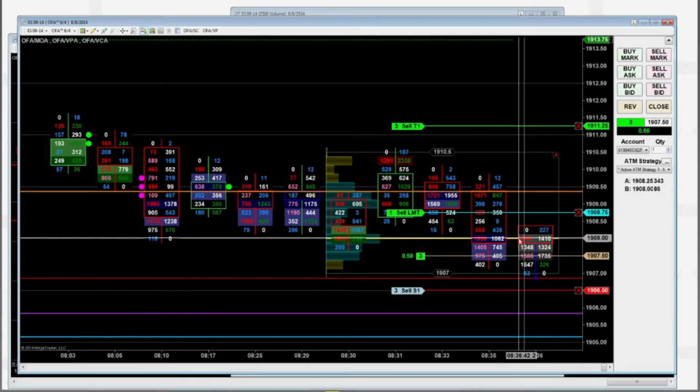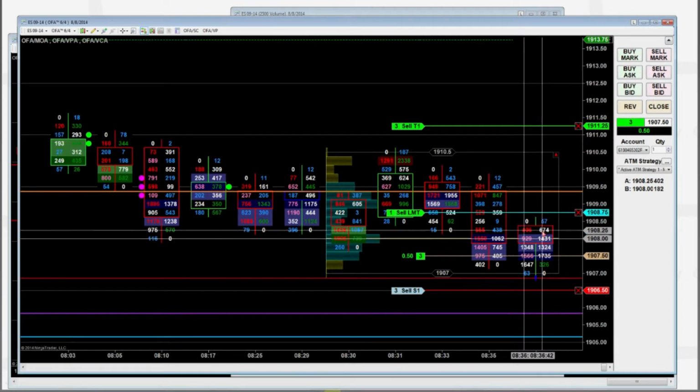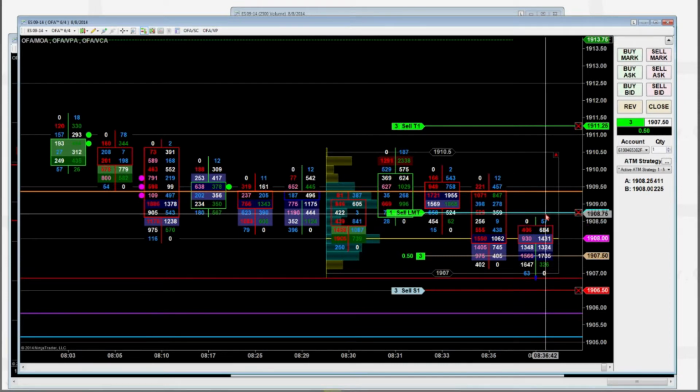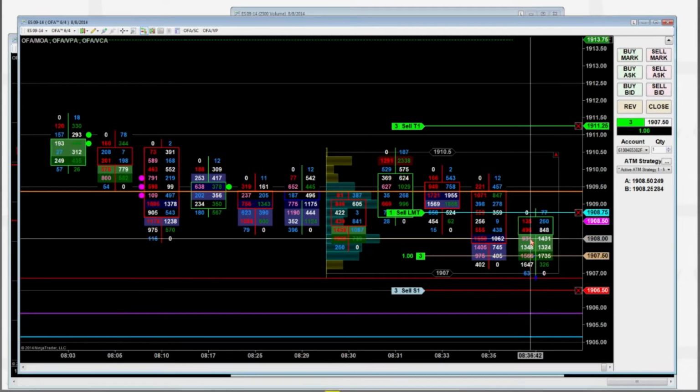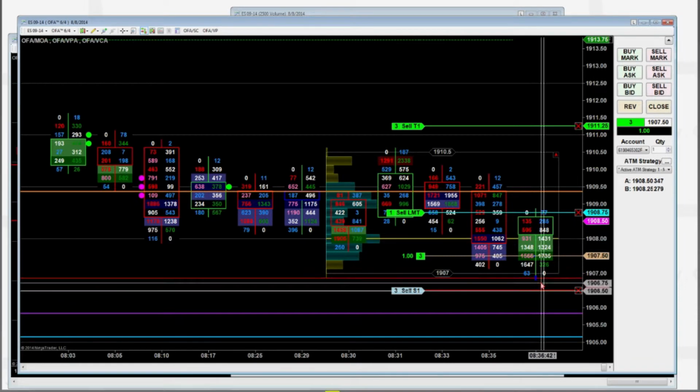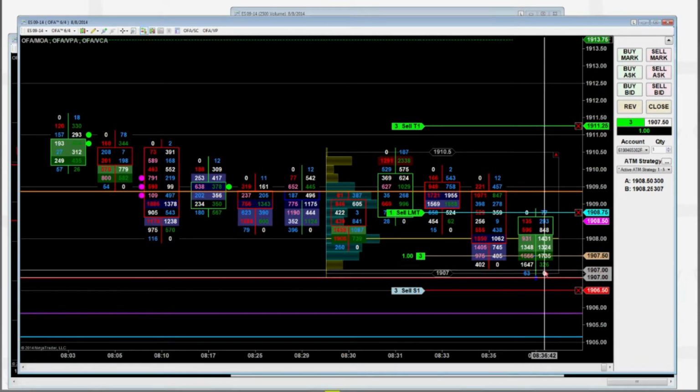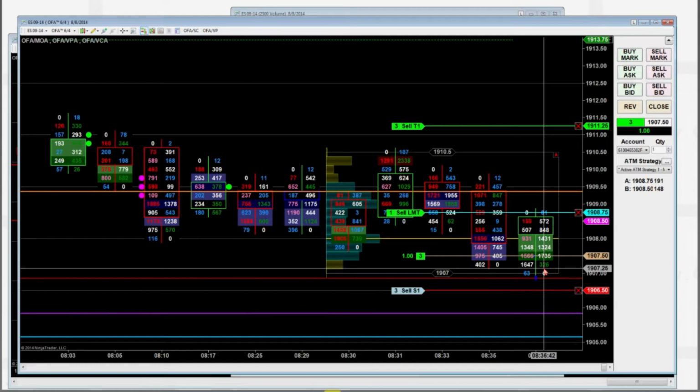VPOC just shifted down to 1908. That means one of two things. That means this is the other side stepping in to shut movement off to the downside, and I would expect to see price start moving up again. If it can't and it starts moving back down into the bid, what this means is that this is accepting price a little lower, and we can start to expect price to come through this 1907.67 area.